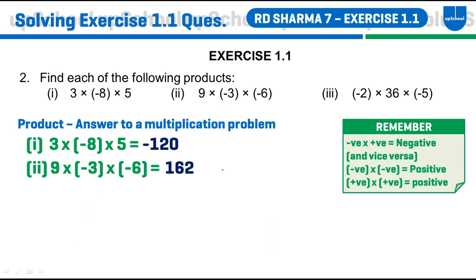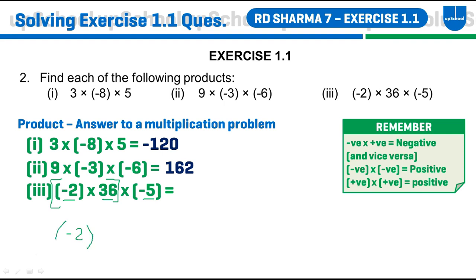Hope you understood. So now let's move on to the last sub-question. Negative 2 times 36 times negative 5. So first let's do this chunk, negative 2 times 36, and we'll multiply whatever this product is by negative 5. We're basically multiplying a negative integer by a positive integer, and as we learned, the answer is going to be negative.